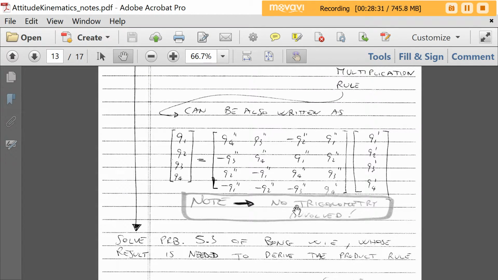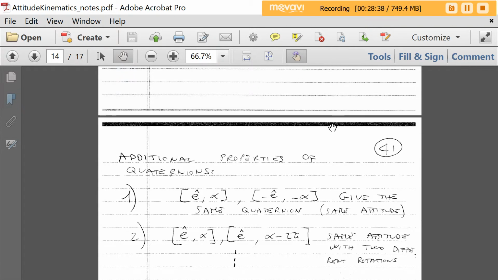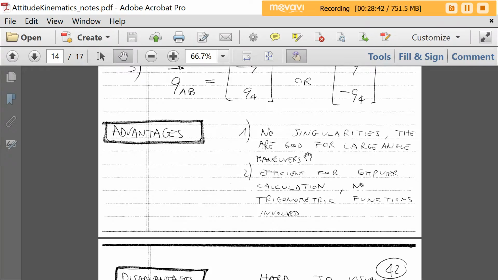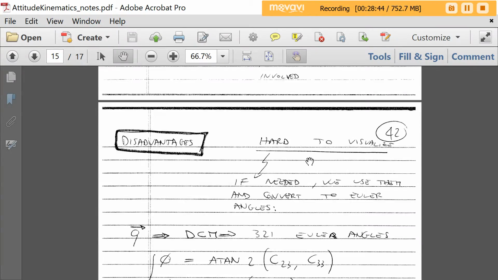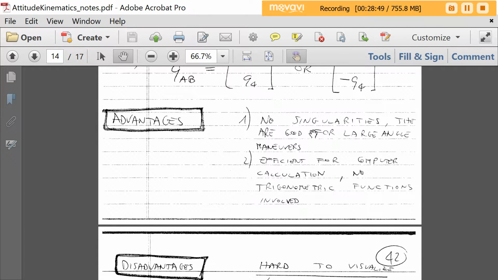There is no trigonometry involved, which is nice. We don't like sines and cosines. There is a suggestion to solve the book from Bong if you want, and a bunch of other properties that we don't really need to necessarily explore in detail. Again, the goal of this is just giving you an overview. But there are no singularities here.